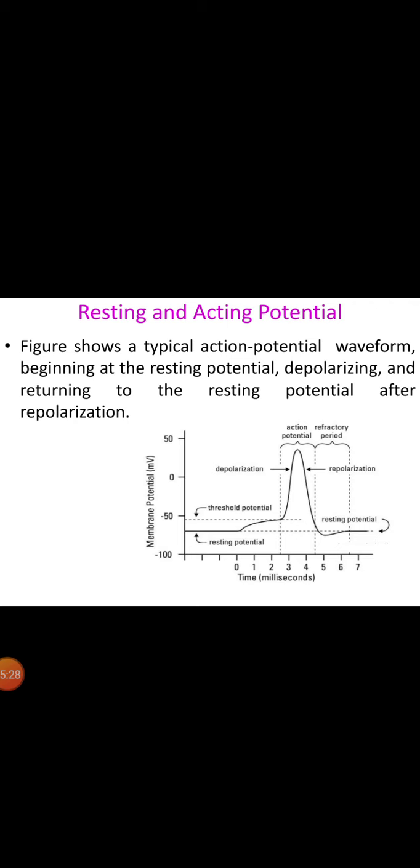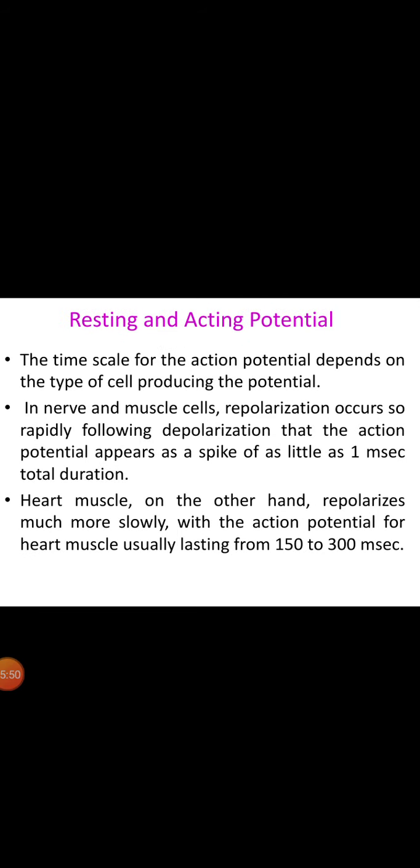It appears like a spike of 1 millisecond duration, and it depends on the type of cell producing the potential. It varies from cell to cell. For example, in nerve and muscle cells, repolarization occurs very rapidly, in about 1 millisecond. For heart muscle, the repolarization is very much slower. It takes around 150 to 300 milliseconds.